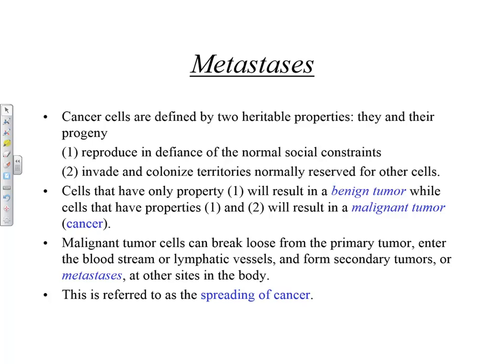Now, malignant tumor cells can break loose from the primary tumor, enter the bloodstream or lymphatic vessels, and once that happens, they can go anywhere in the body, right? And they can form secondary tumors, or what are called metastases, at other sites in the body. And in everyday language, this metastasis is what is referred to as the spreading of cancer. Somebody got breast cancer, now they got lung or brain cancer, and so on, because it starts spreading.